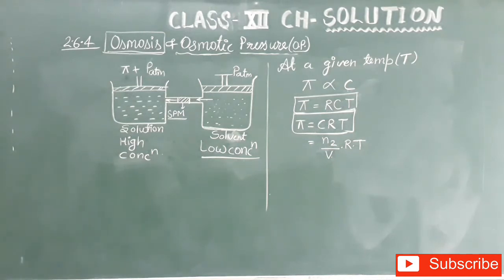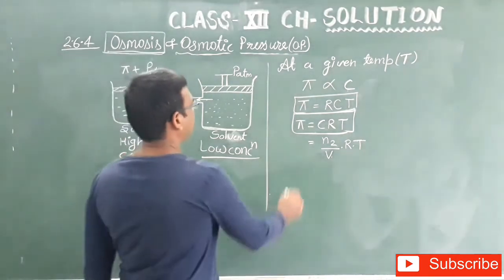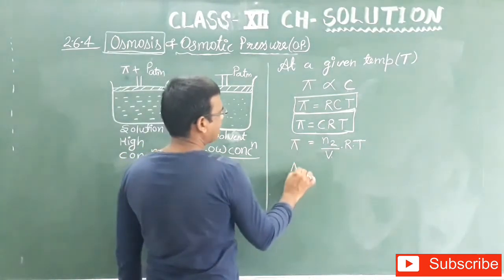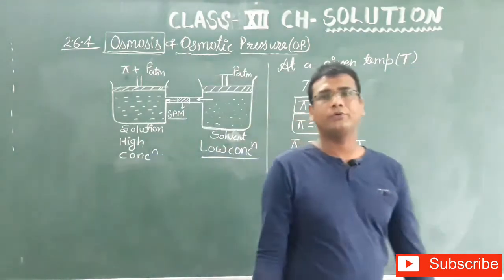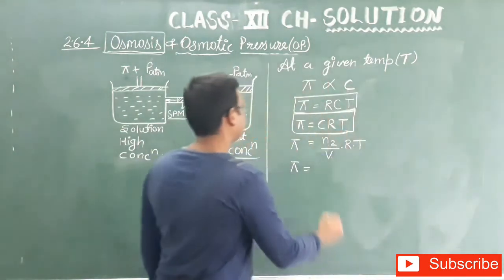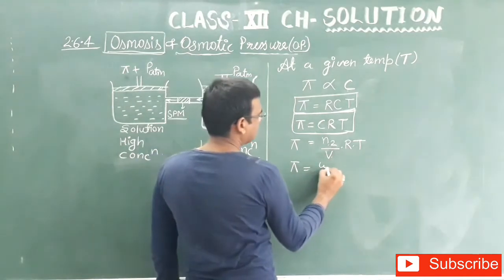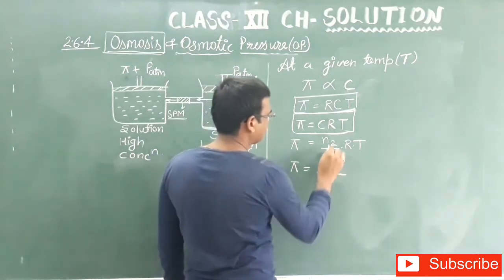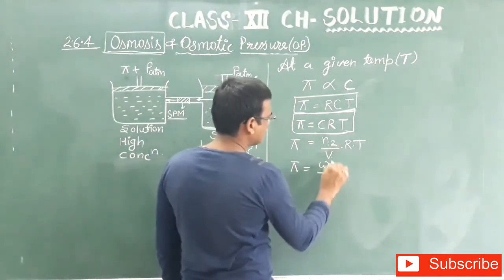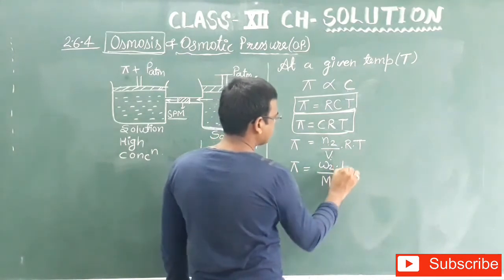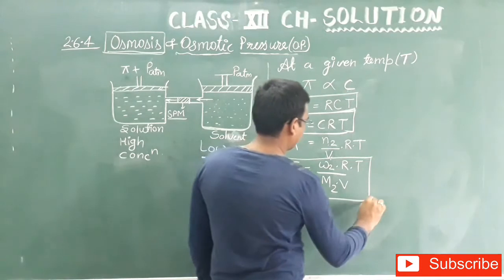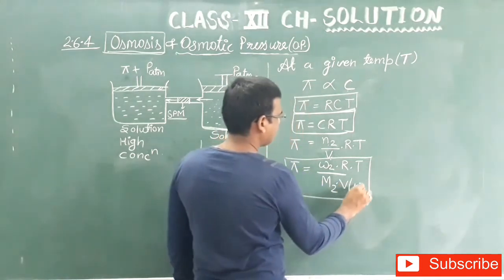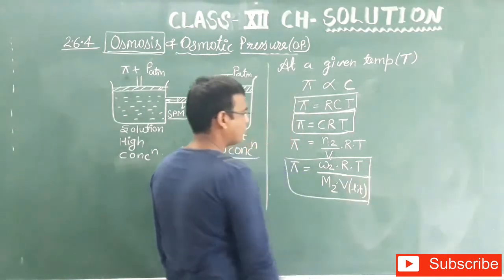Now how to calculate mole n2? What is n2? Number of moles of solute. How to convert this? Simply, given mass, that is W2, upon its molar mass, that is M2. This is V, this is R, this is T. This is the final expression, in which V is in the form of liter.